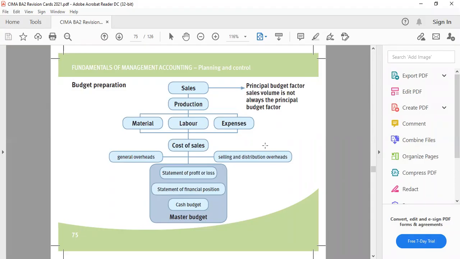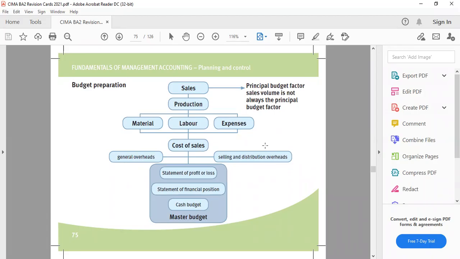Sales will give the result for the preparation of the production budget. For production, material, labor, and all other expenses, also called overhead expenses, budgets are prepared. Together we can add up all these costs and find out the cost of sales. So together material, labor and expenses, cost of sales can be calculated.